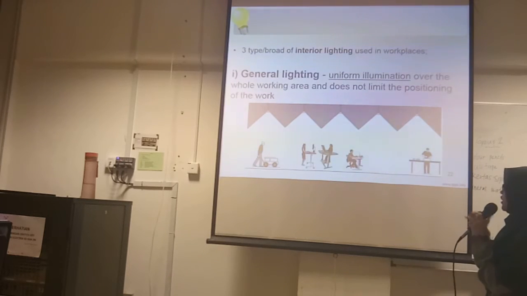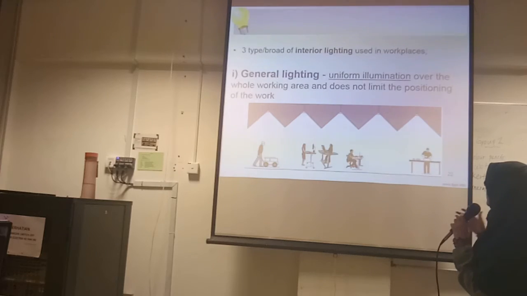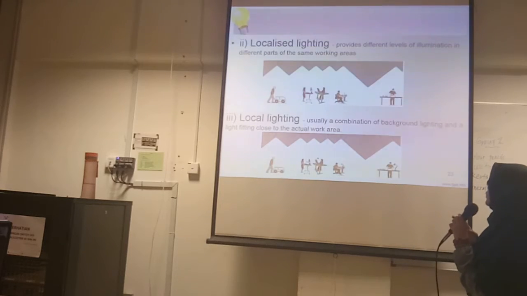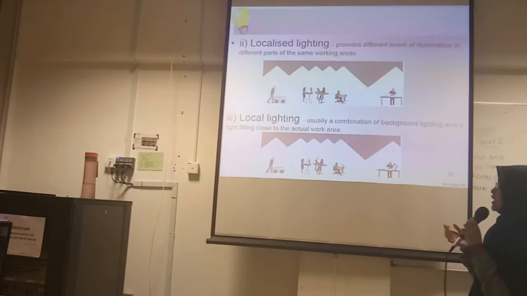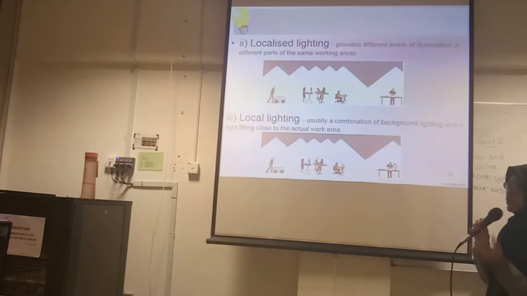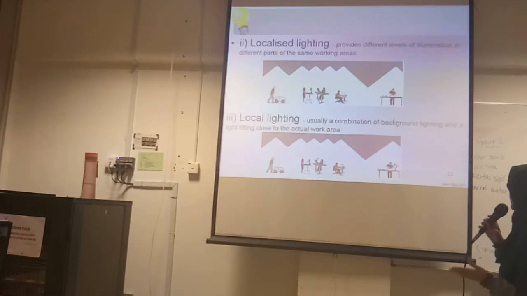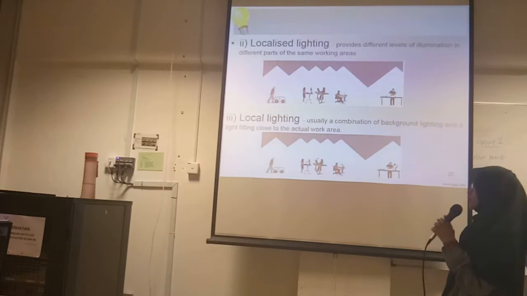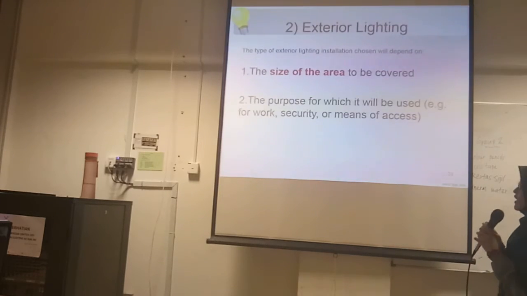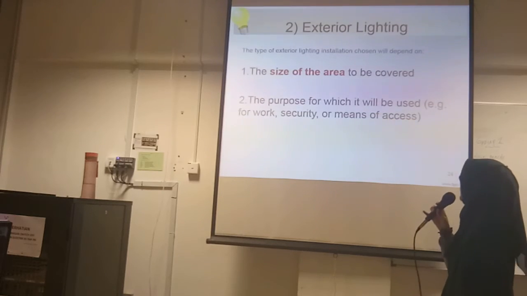So all the working area get the same general lighting. And then second is localized lighting, where it provides different levels of illumination at different parts of the same working areas. So you can see it depends on the working area. And then local lighting, usually the combination of background lighting and also the light fitting close to the actual work area.